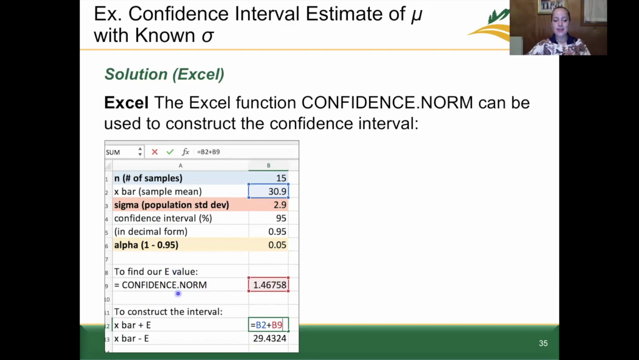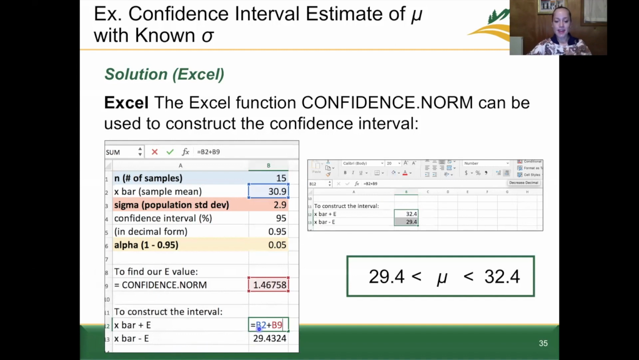Then similarly, to construct my interval, I want to take x bar plus E and x bar minus E. My x bar value is my sample mean that was told to us in the question, so 30.9. I want to take 30.9 plus this value I just got from the confidence.norm function, or my E value. Finding x bar plus E, the margin of error, I'm going to do here. Then I also want to find x bar minus E. When I click enter and get these values, then I get longer versions here.